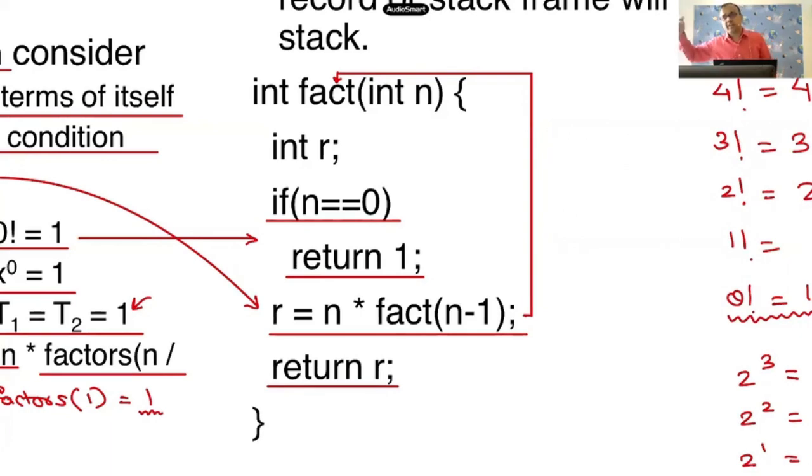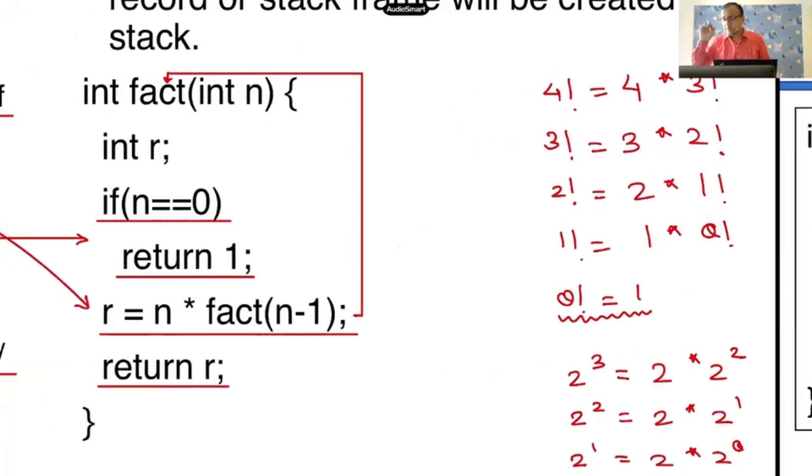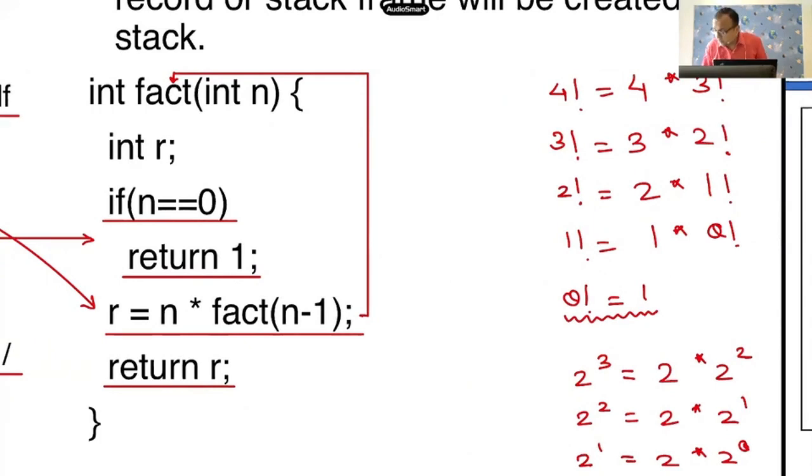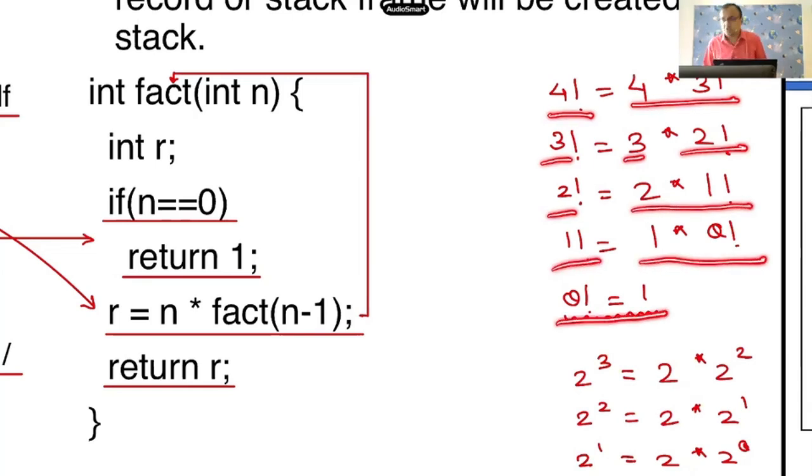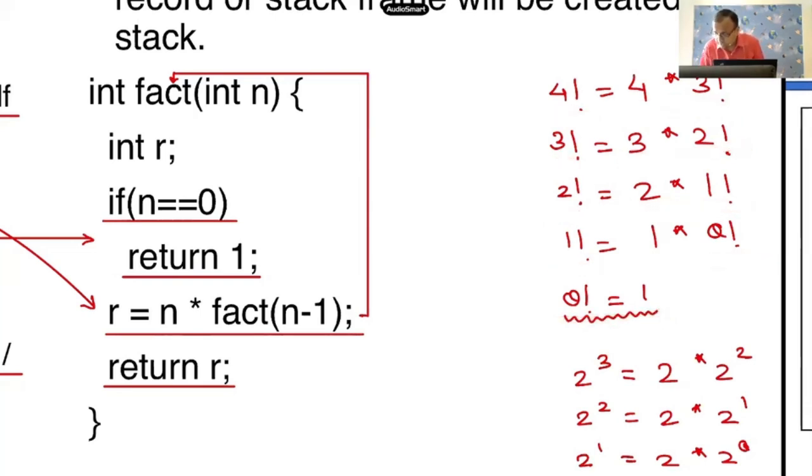Let me first take you through a mathematical view. First I'll tell you mathematically how it is going to be executed, and then we will go to code. Mathematically we say 4 factorial is equal to 4 into 3 factorial. 3 factorial equals 3 into 2 factorial. 2 factorial is 2 into 1 factorial. 1 factorial is 1 into 0 factorial, and 0 factorial is equal to 1. You all see these examples. Now can you please tell me, how does it actually get solved? How do we actually solve it?